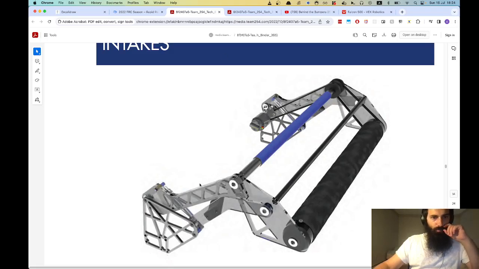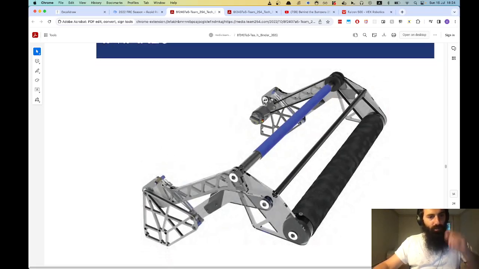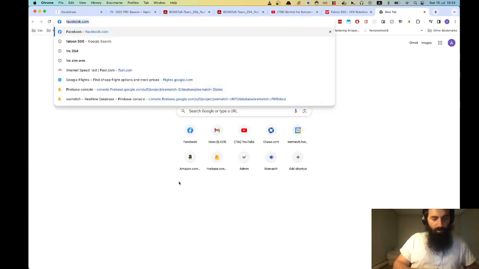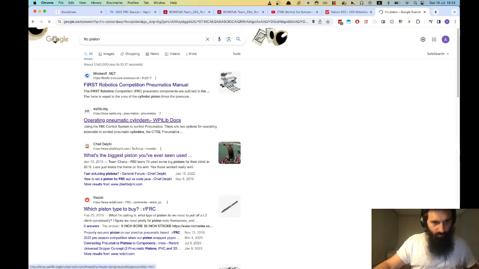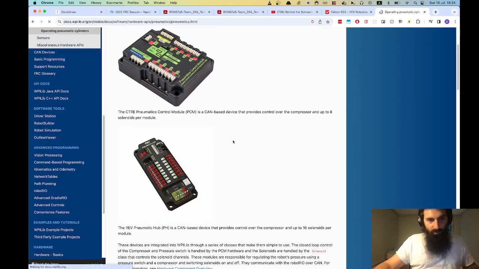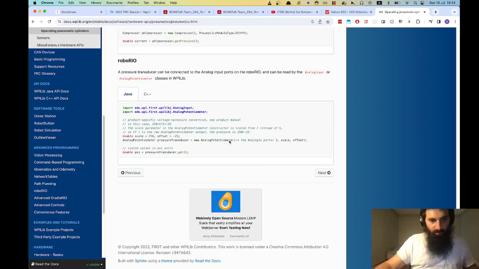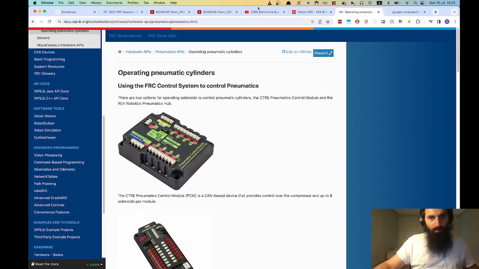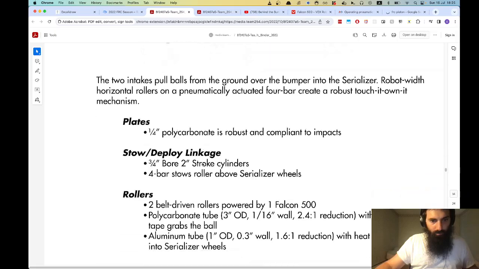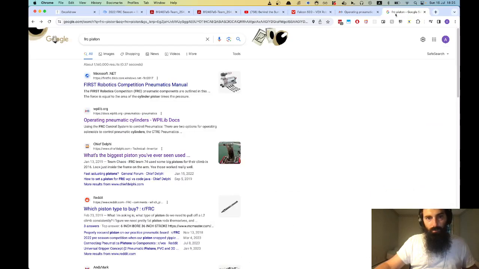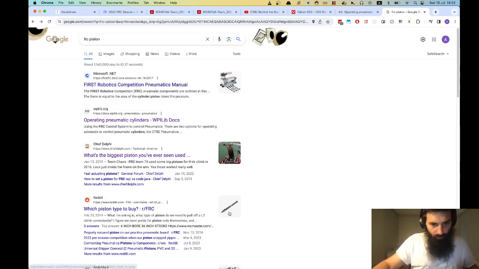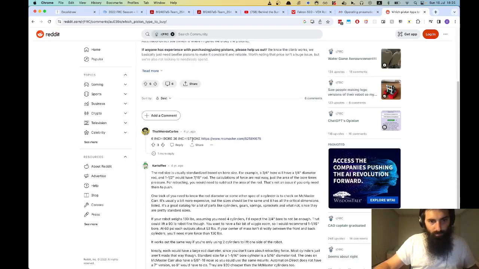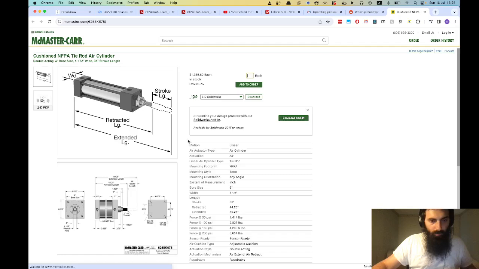So going back to this intake over here, we see that we have a piston. And now I'm going to show you an FRC piston. Let's see here. Operating pneumatic cylinders. Hold on. FRC. Yeah, let's see this. Here. I think this will be a good... Yeah, so something like this, right?